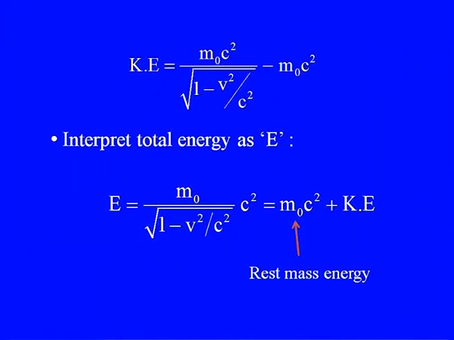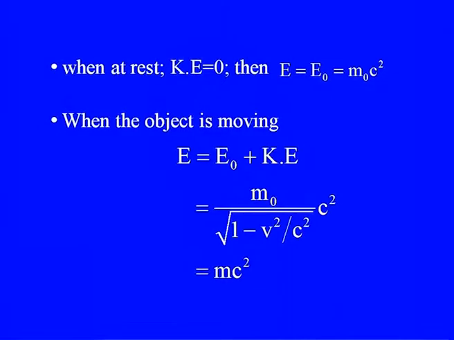Now we call it the rest mass energy if we consider m c square as the total energy plus the kinetic energy. If that sounds a bit confusing, it might, a little bit. Let's have a look at the next slide and that will clarify our concept. So when the body is at rest, we know that the kinetic energy is 0. But what happens to the total energy?